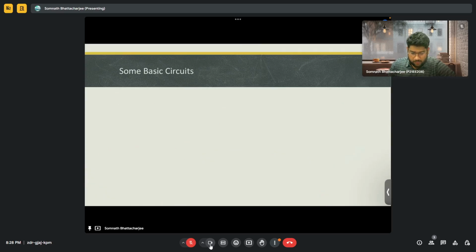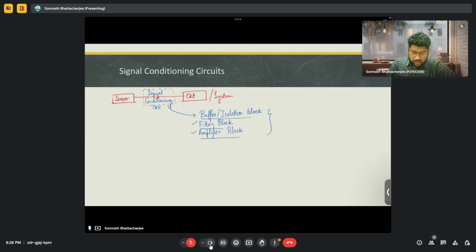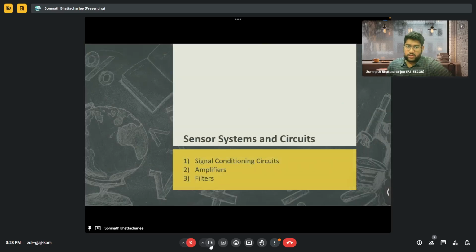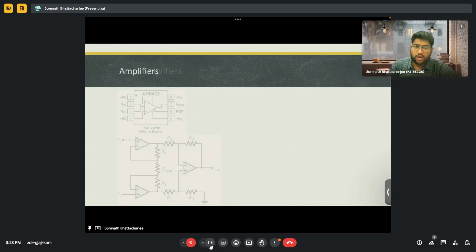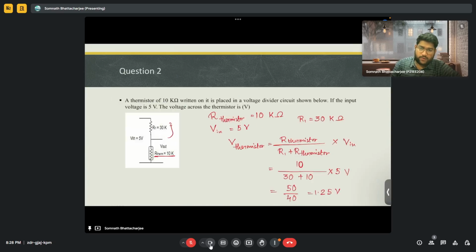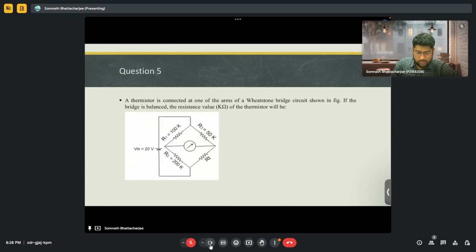Apart from this, we have learned about the Wheatstone bridge and voltage divider, and we have extensively done some problems from this. This is the signal conditioning circuits, and so this is it. If you have any questions, please let me know. I'll try to answer those. Otherwise, we'll conclude our session for this.